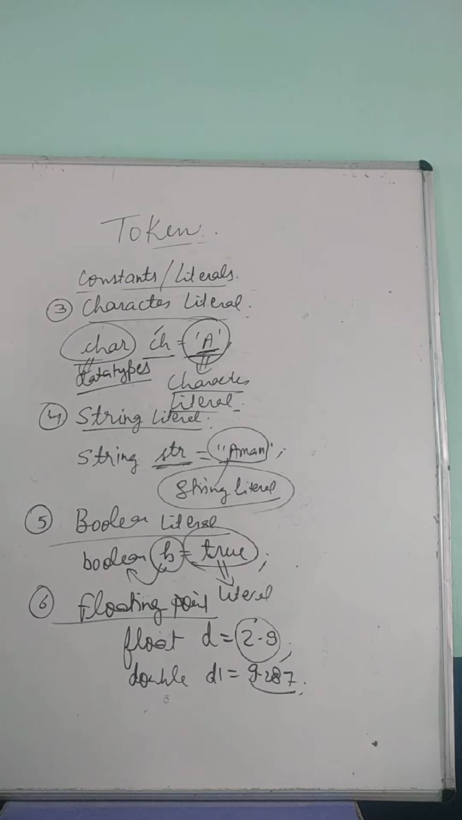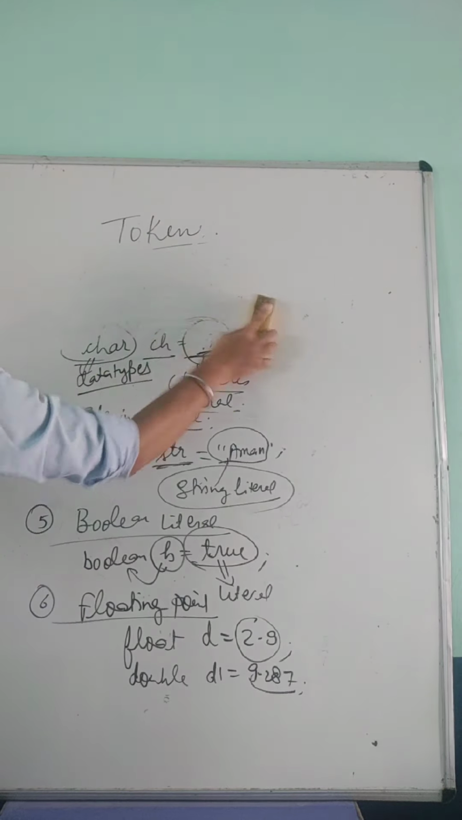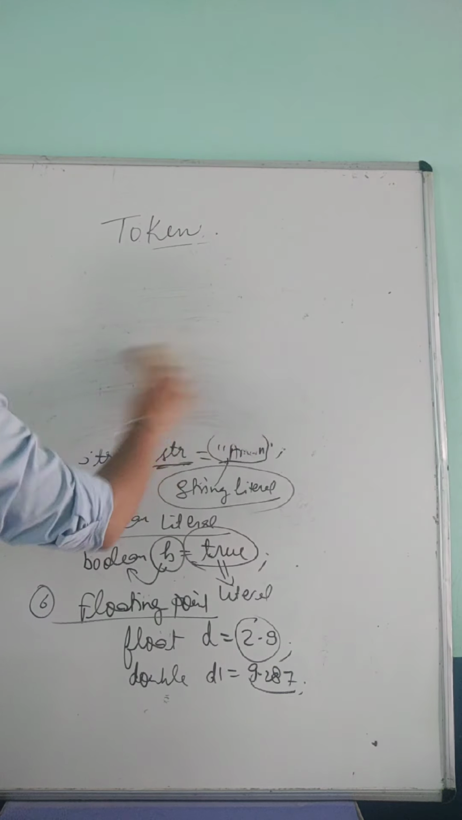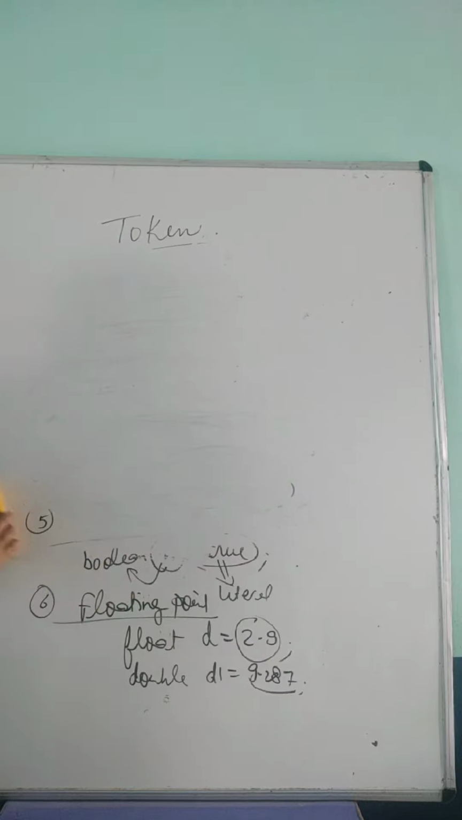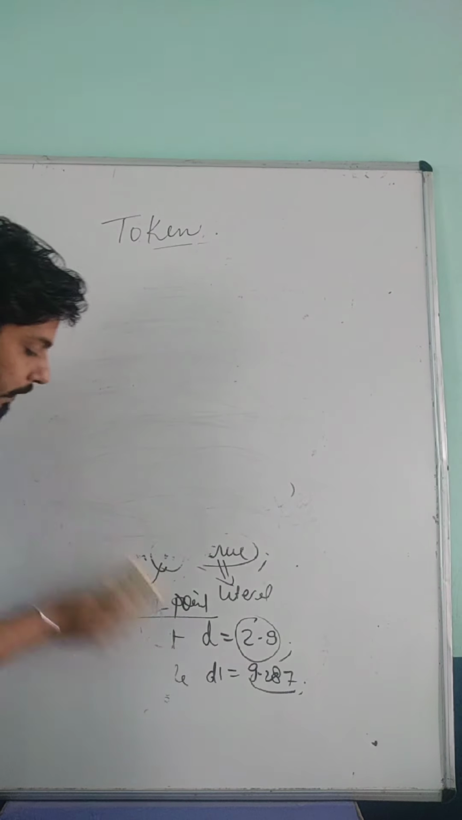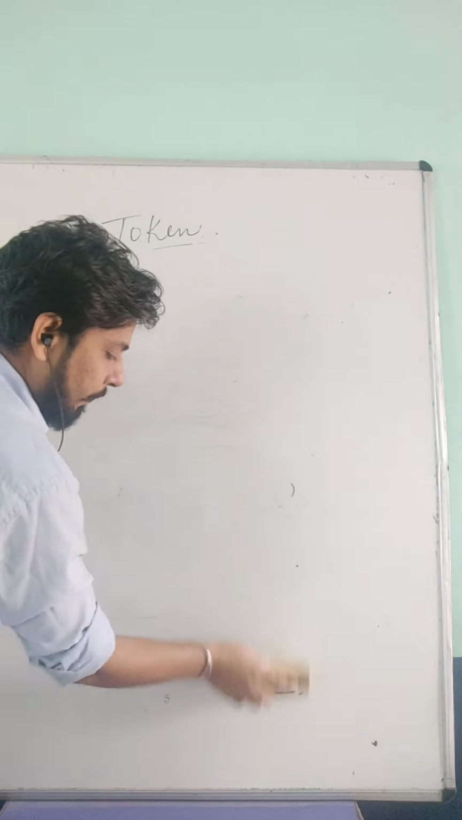Now next is our variable. Here we discuss the identifier. Another name for it is variable. How? Let's discuss.